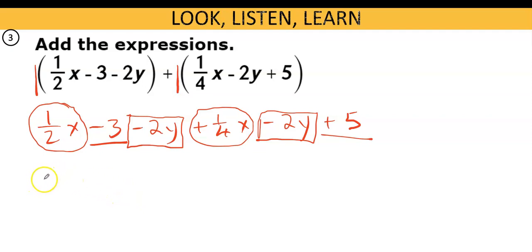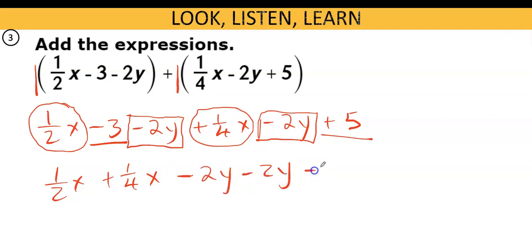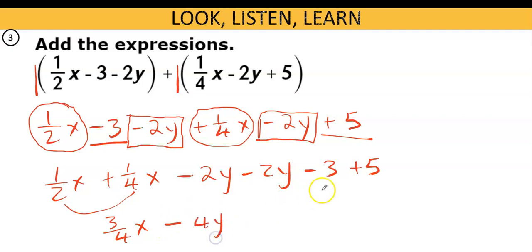Alright, so let us reorder our terms using the commutative property. So we have a half x plus a quarter x minus 2y, then we have minus 3 plus 5. When I combine these two terms, a half plus a quarter would give me 3/4 x, negative 2y minus 2y would give me negative 4y, and negative 3 plus 5 would give me positive 2.